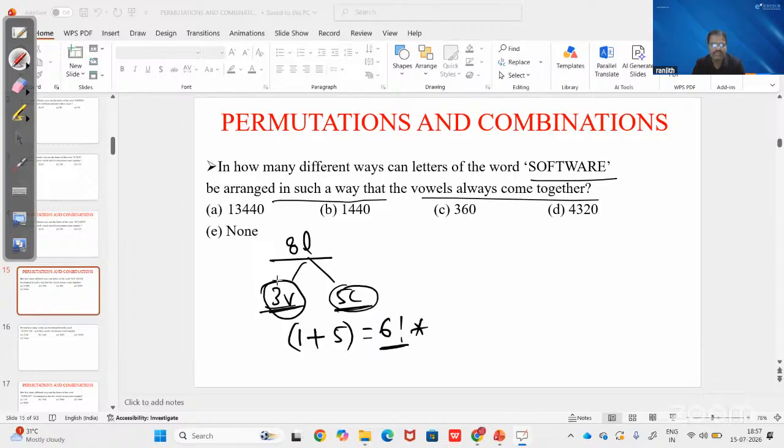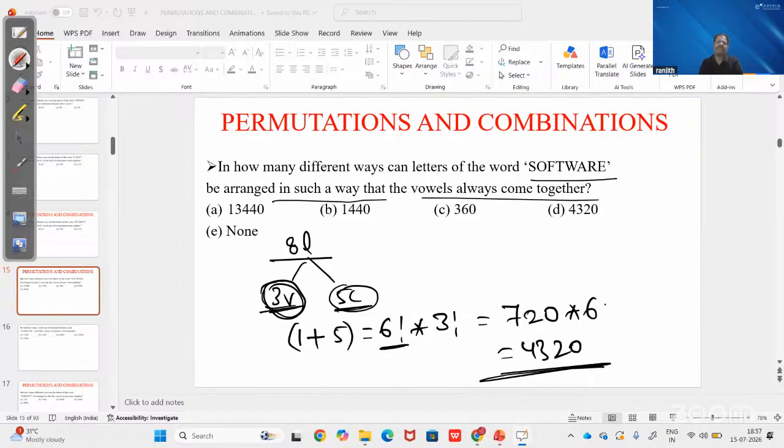Vowels: how many vowels are there? 3 vowels. 3 vowels can be arranged in 3 factorial ways. 6 factorial equals 720. 3 factorial equals 6. So 720 into 6 equals 4320. The answer is 4320.